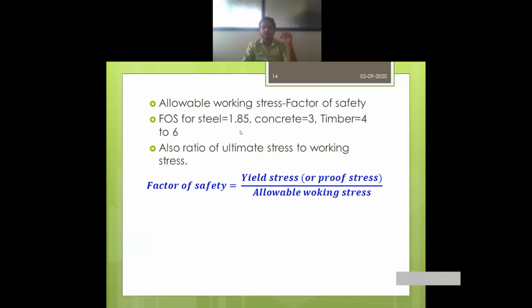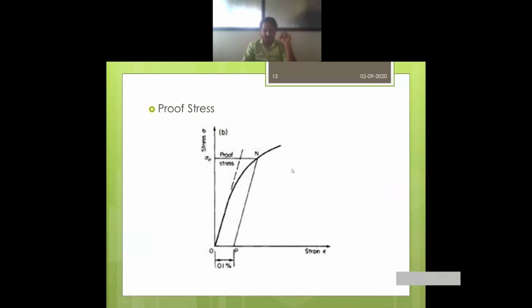So yield stress or ultimate load stress also can be taken. In some cases ultimate stress will be taken, in some cases yield stress will be taken. It mainly depends on the condition of the material. I will also explain that.